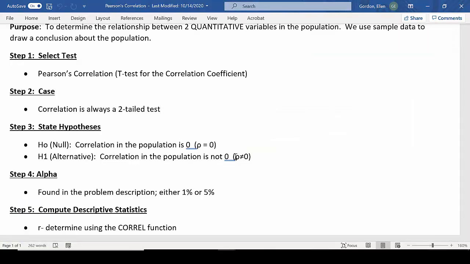The next step is to state the hypothesis. The null hypothesis is that there is no relationship between the two variables. If there is no relationship between the two variables, that means the correlation coefficient is going to be 0. So our null hypothesis is that the correlation in the population is 0. And this symbol, it looks like a P, it's rho, and it stands for the correlation coefficient in the population. So our hypothesis is the correlation in the population is 0, or rho equals 0. The alternative is the correlation in the population is not 0. Rho does not equal 0.